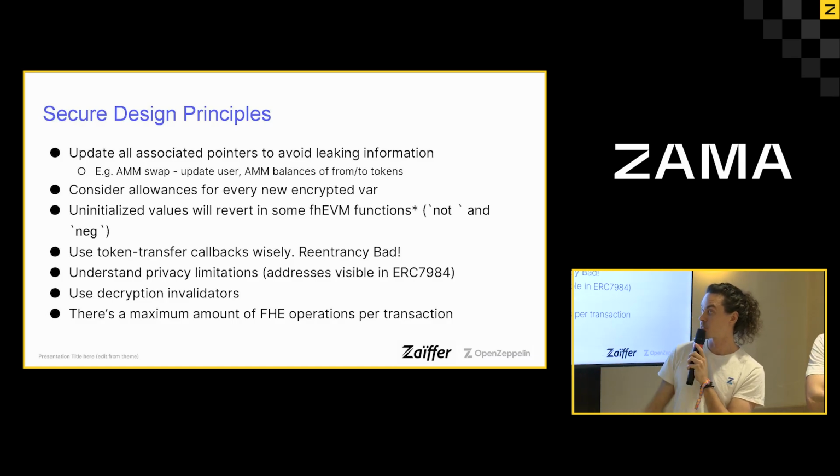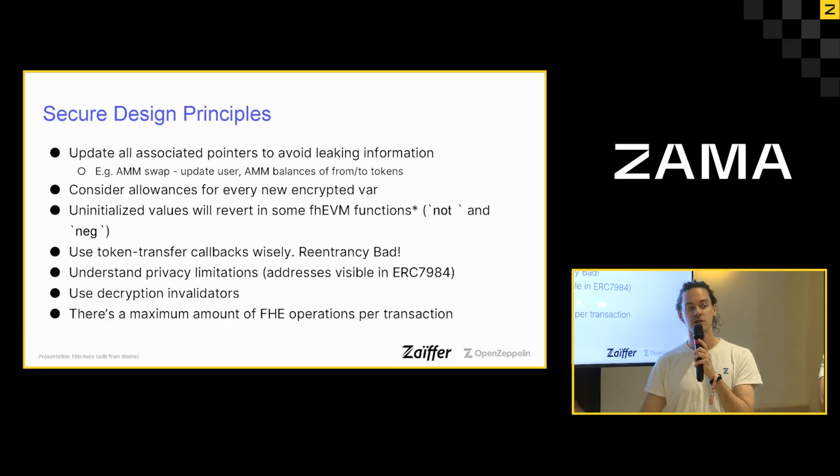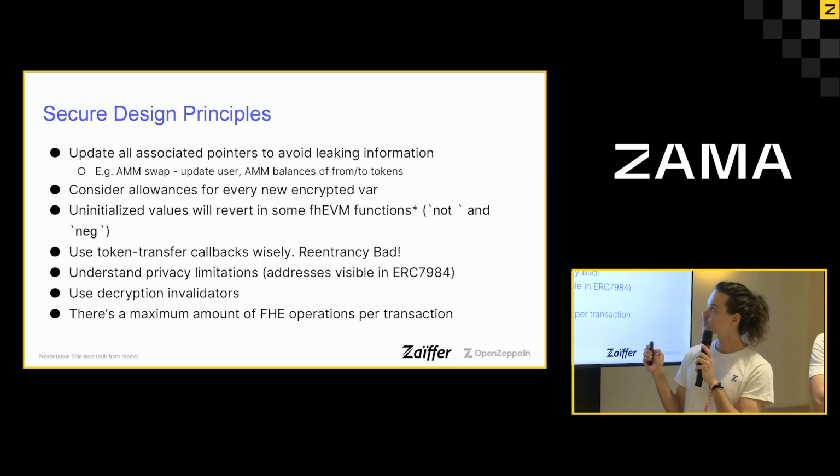And there is a maximum amount of FHE operations per transaction. If you exceed that, your transaction will revert within the EVM. So just keep that in mind. It's not exactly a fixed number. It depends which ones you're doing. But you can find more about that in the Zama docs.